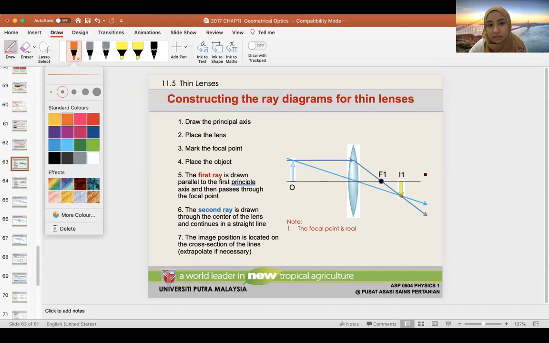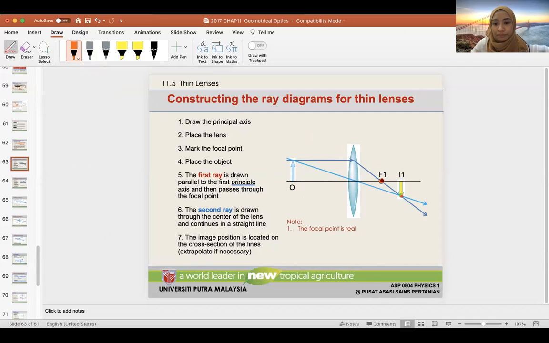Okay, so draw your principal axis, place the lens, mark the focal point. For a converging lens, you will get to know all the lengths from the question. Place the object. The first ray is drawn parallel to the principal axis. This is your object. Draw your first ray parallel to the principal axis. And then it is refracted, not reflected, into the lens and into the focal point. So that's your first ray, R1, done. Second one, R2, into the center of the lens.